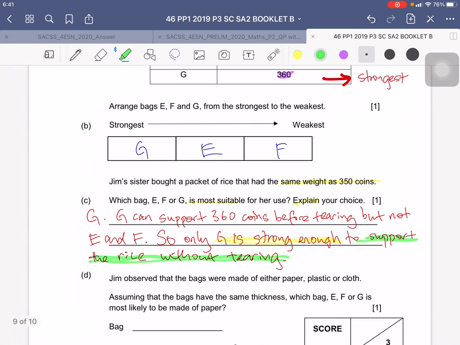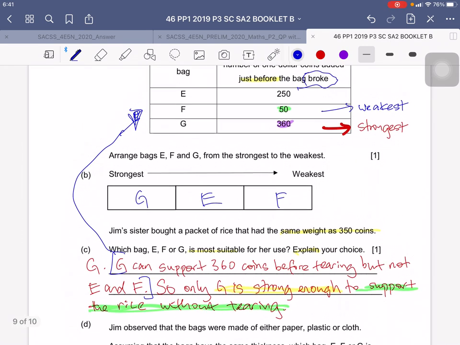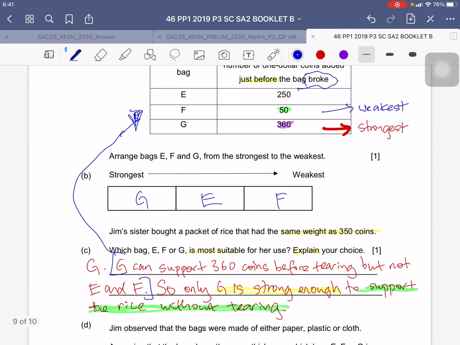Okay, so what I had written down in front here, this is from the table. Alright, I am writing down the information, the data, what I can see from the table, but you have to tell me what does it mean. Right, so it means that G is strong enough to support the rice without tearing or without breaking.